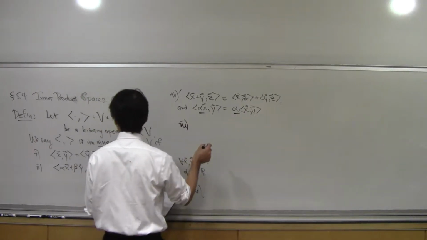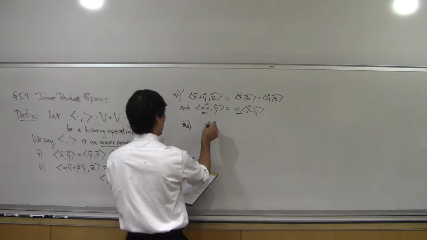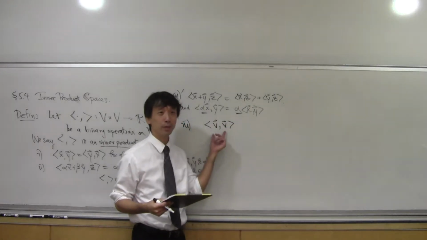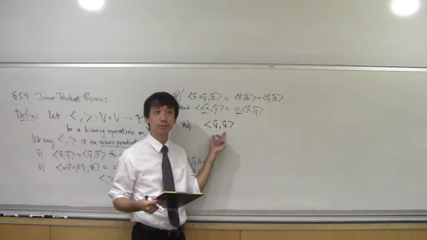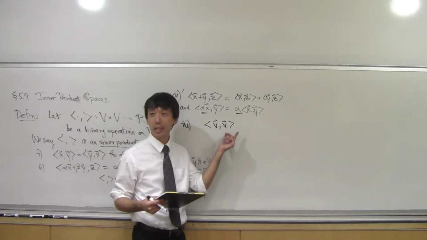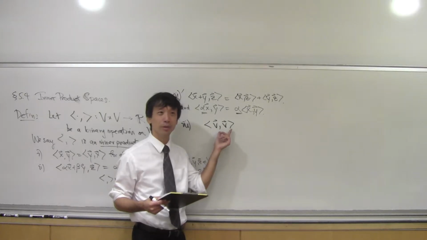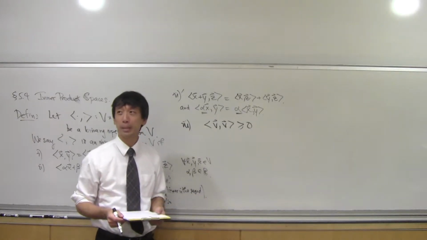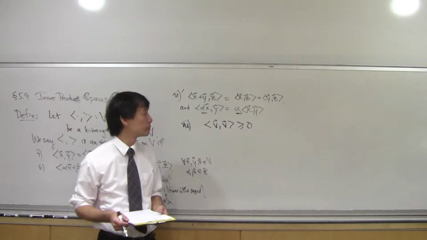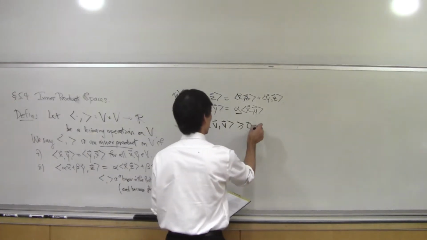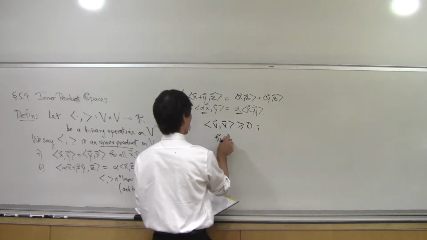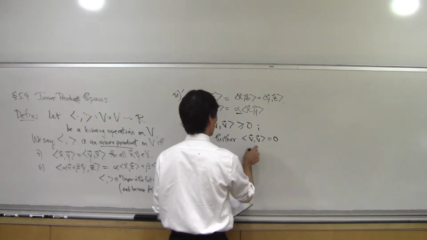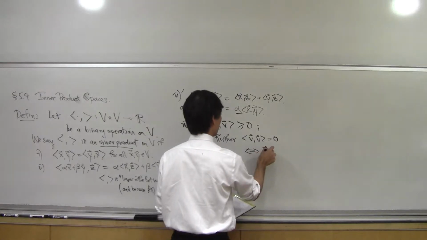The third property is that if you take the dot product of a vector against itself, what kind of a number do you get? Can you get a negative number? No, right? So the number is always greater than or equal to 0. Further, the number equals 0 if and only if the vector is the 0 vector.